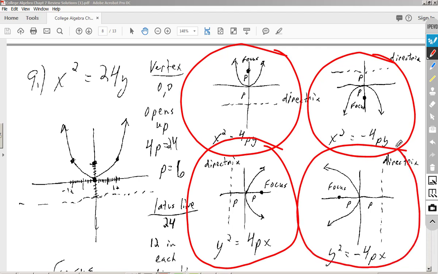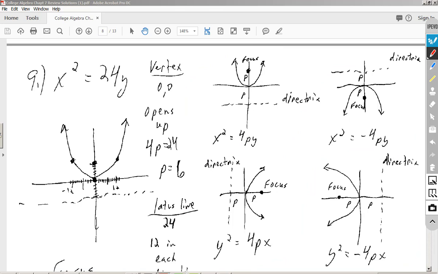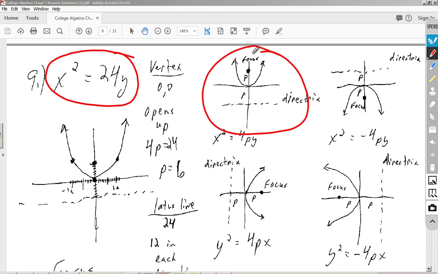And then remember that distance p, the distance from the focus to the vertex, and from the vertex to the directrix, that's going to be that number p. So whenever you see the equation of a parabola, the first thing you want to do is decide if it's going to open up, down, left, or right. Since we have x squared equals 24y, an x squared parabola, that's going to be opening upwards, so it matches this one right here. So x squared equals 24y.